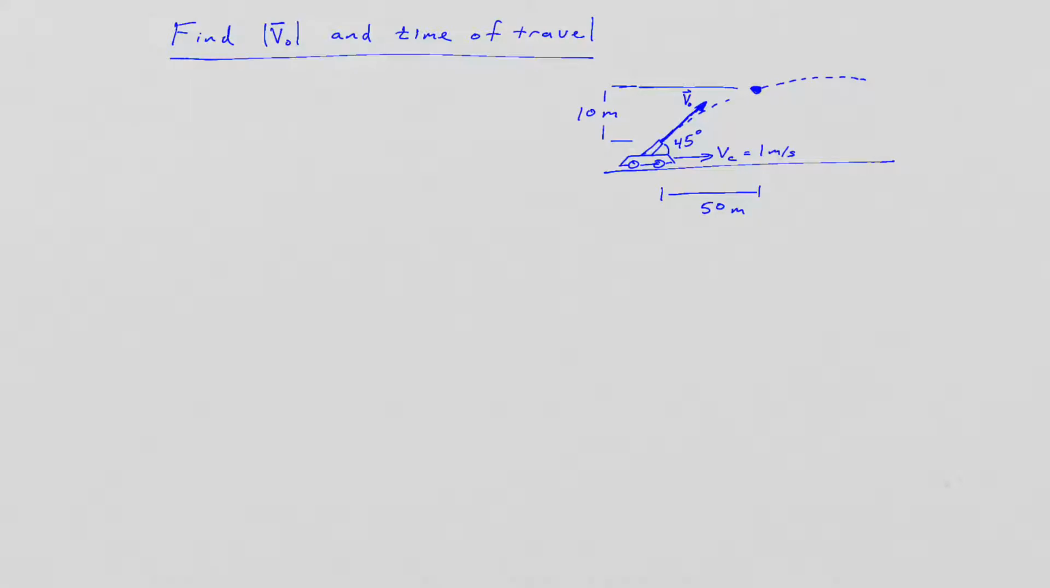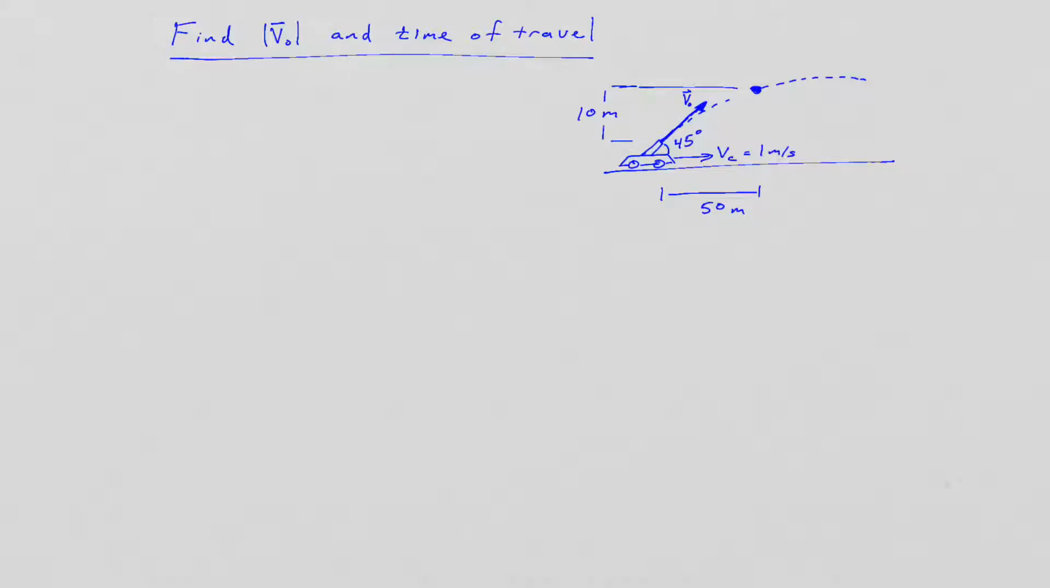Here's the setup. Let's say we have a cart here which can launch a ball, and it's moving horizontally at a speed of 1 meter per second. At some time t equals 0, the ball is launched off, like shown, and over the course of some time, the ball travels a horizontal distance of 50 meters, and it travels a vertical distance of 10 meters. The ball is launched at an angle with respect to the horizontal of 45 degrees.